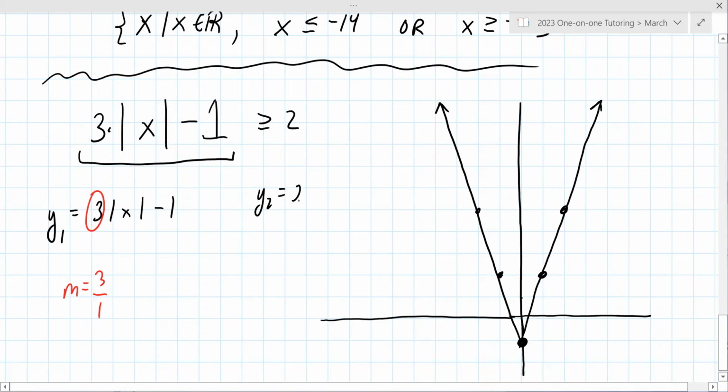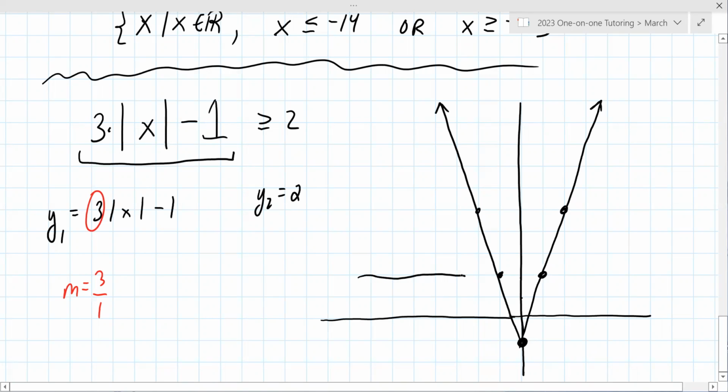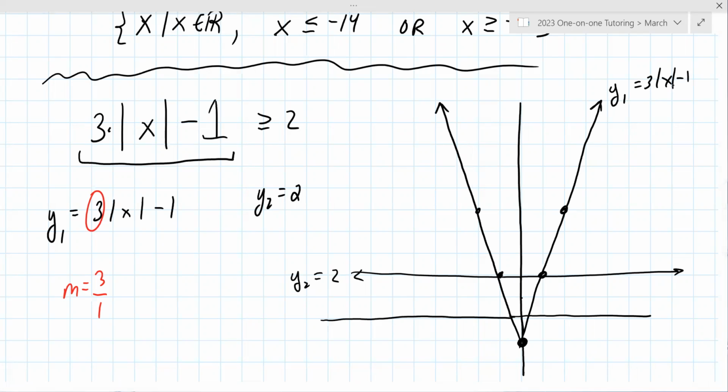Y2 is just 2. So you're going to graph a horizontal line at 2. That was not very good. Let's do better. Something like that. Y2 equals 2. Y1 equals 3 absolute value of x minus 1. The greater than or equal to means it could equal it or be above it.